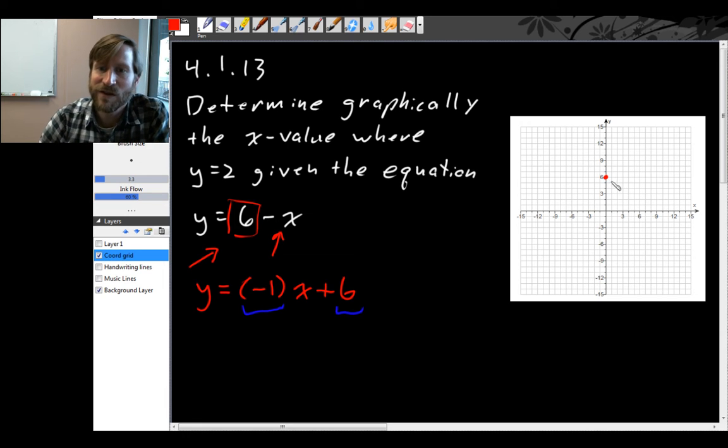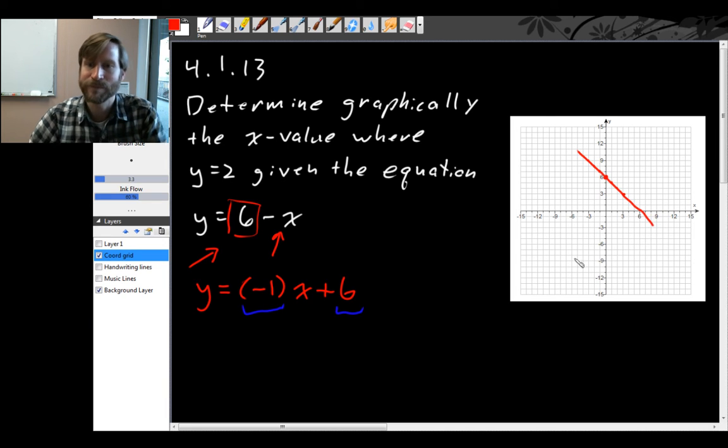So now that we have our y-intercept at 6 and we know the slope is minus 1, let's move according to the slope. Since the slope is minus 1, we're going to go right 1 and down 1. So there, right 1 and down 1, right 1 and down 1. Also, you can go left 1 and up 1. So all of these points are on the line, and of course all the points in between as well. So it's about like that.